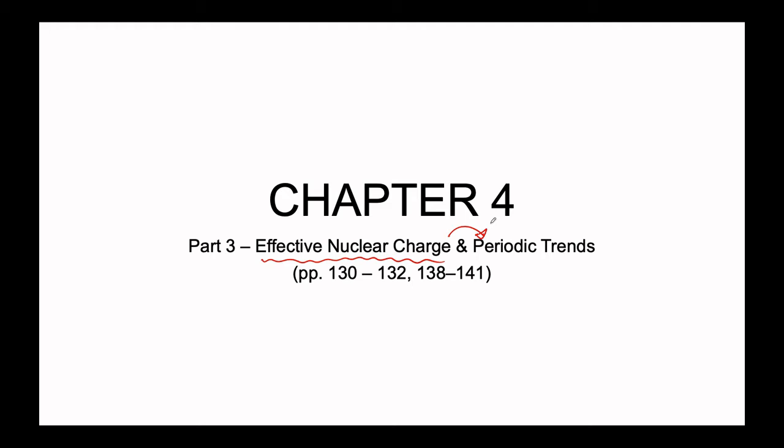As a reminder, last time we talked about group trends specifically, so those types of periodic properties that we can witness, categorize, and discuss all in terms of the columns on the periodic table. Today we're going to be introducing the trends as they move from left to right as well, and how we then use effective nuclear charge to make sense of them.